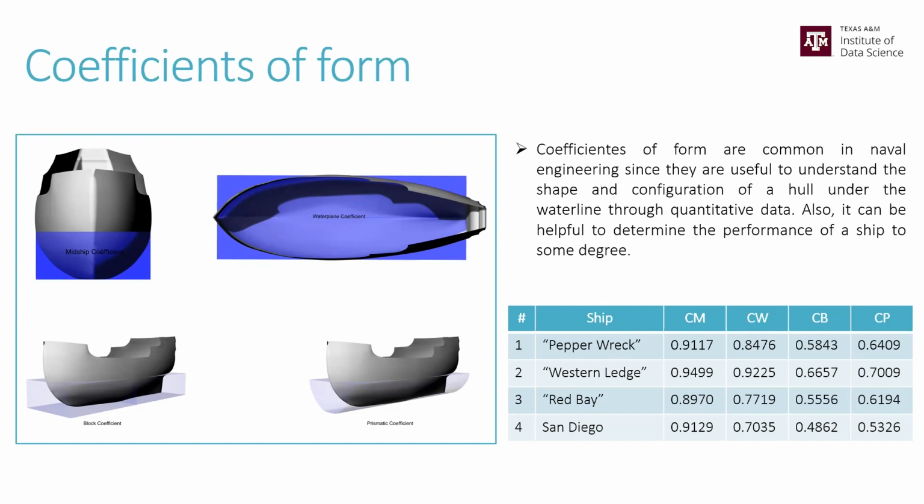In the table, we can observe the results for the four study cases already analyzed. The midship coefficient ranges from 0.89 to 0.95. The water plane coefficient from 0.7 to 0.92. The block coefficient from 0.48 to 0.66. And finally, the prismatic coefficient from 0.53 to 0.7.